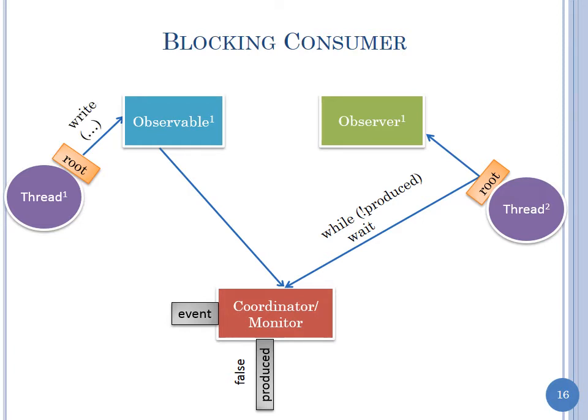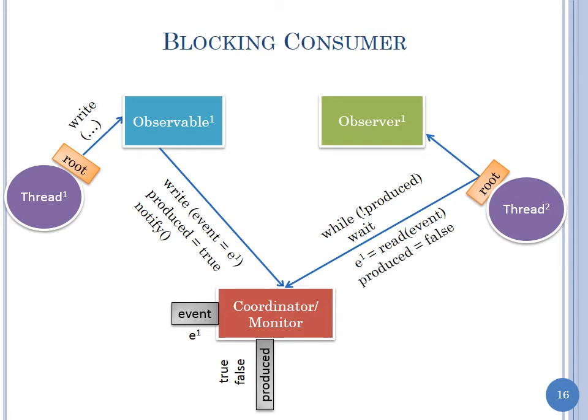And the writer goes and writes the event, and then makes the variable true. Remember that thread 2 is waiting on a particular Boolean, and that Boolean should change state if it's going to proceed, just in a while loop, and so produced becomes true. So the monitor not only has state for the event, but it also has state to coordinate, the produced variable, and it does a notify. At this point, the wait unblocks. It reads the event.